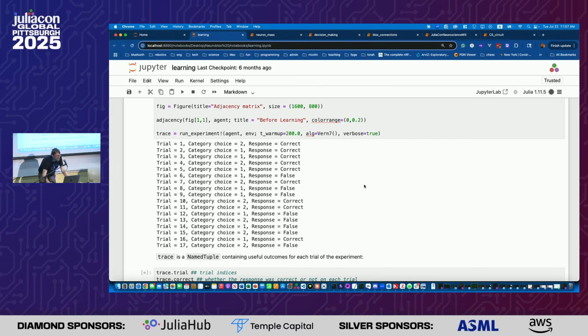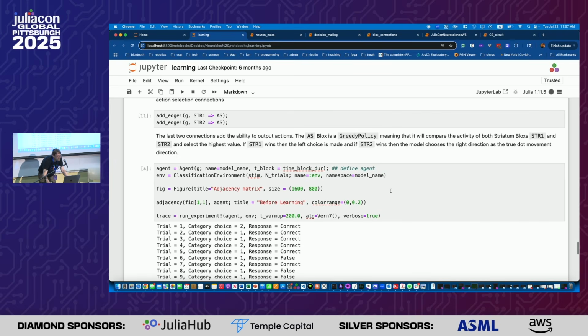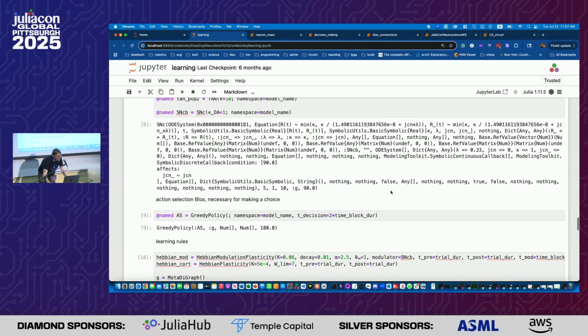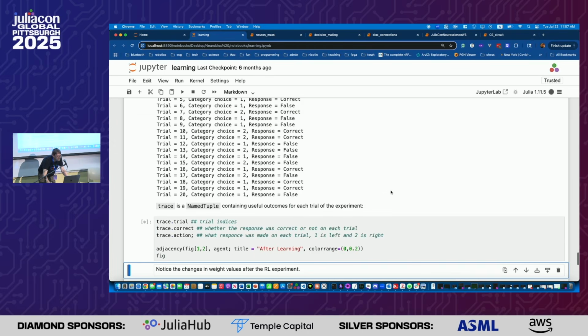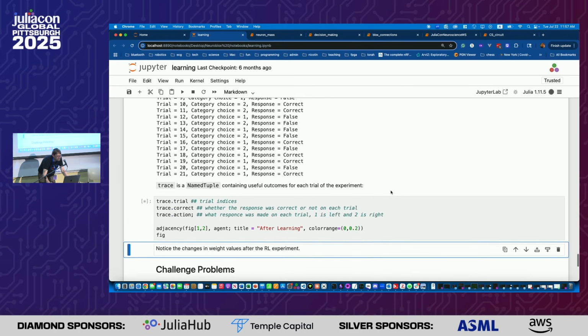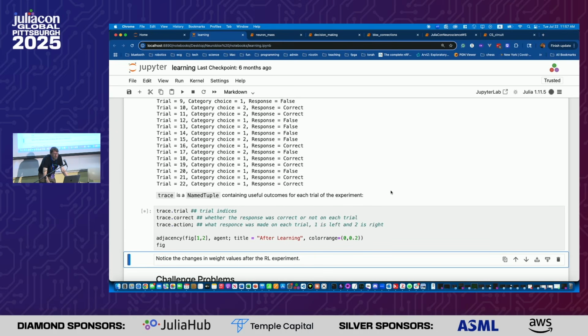So how many do we do actually? How many trials are we doing? I think it's defined further up here. 10. Oh, we're doing more. It's 100. So we have 3 minutes. Come on.